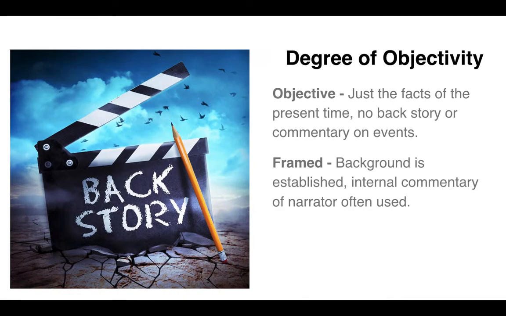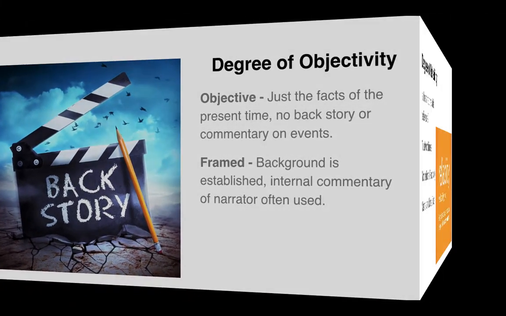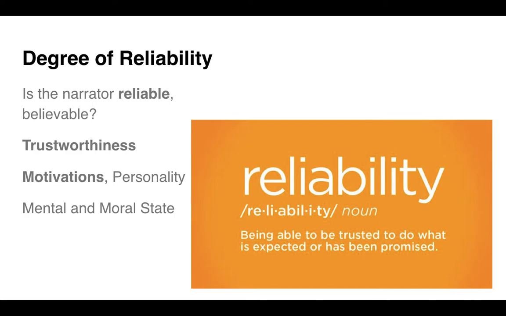The next one is the degree of objectivity that we look at. Like I said before, if it's just the facts at the present time, no backstory, no commentary, then it's going to be objective, unbiased. However, there's one called framed, where we get the background established. We hear some internal commentary so that we can kind of hear what's going on or some reasons why things go on.